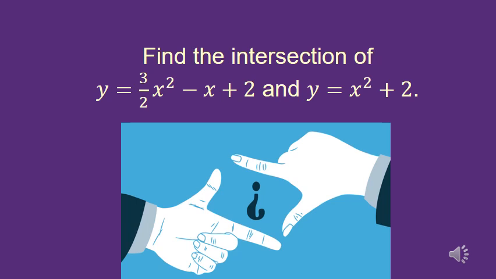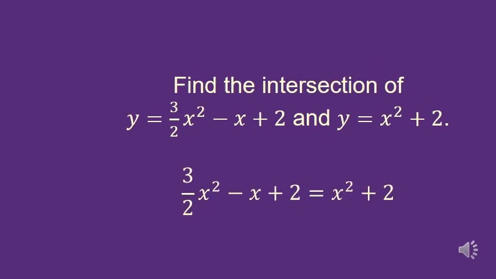I'm not a great fan of fractions myself, and I know a lot of times when people see those, they just kind of shy away from them. But it's really not a whole lot different than other problems. It says we're supposed to find the intersection of y equals 3 halves x squared minus x plus 2 and y equals x squared plus 2. And we're going to do that pretty much like all the rest of the problems. I'm going to start by setting the two functions equal to each other. So 3 halves x squared minus x plus 2 equals x squared plus 2.